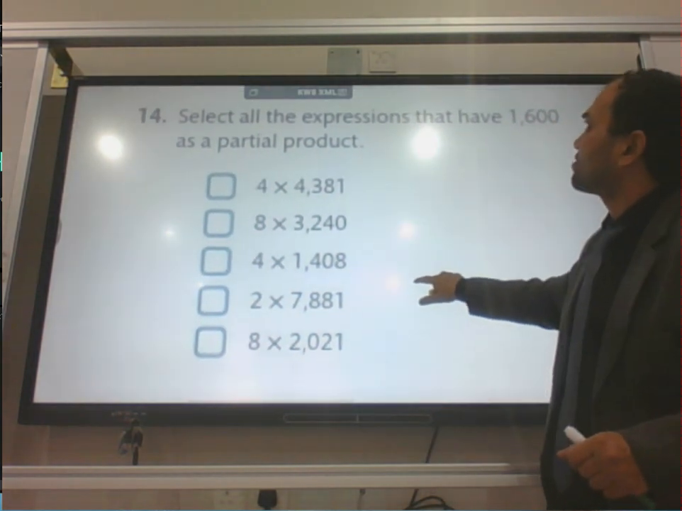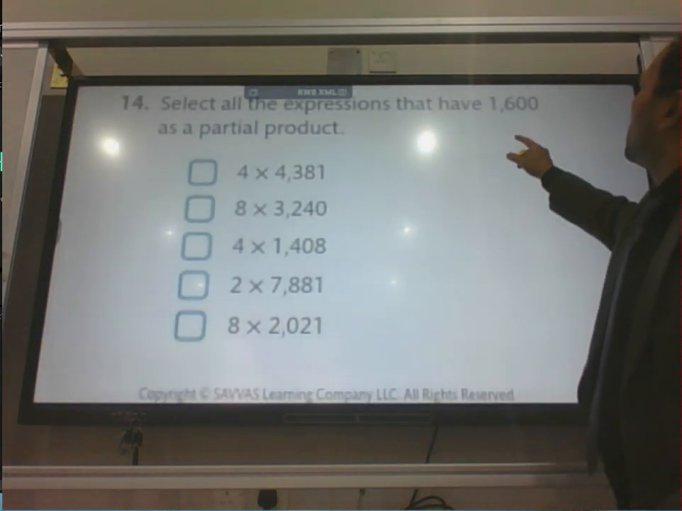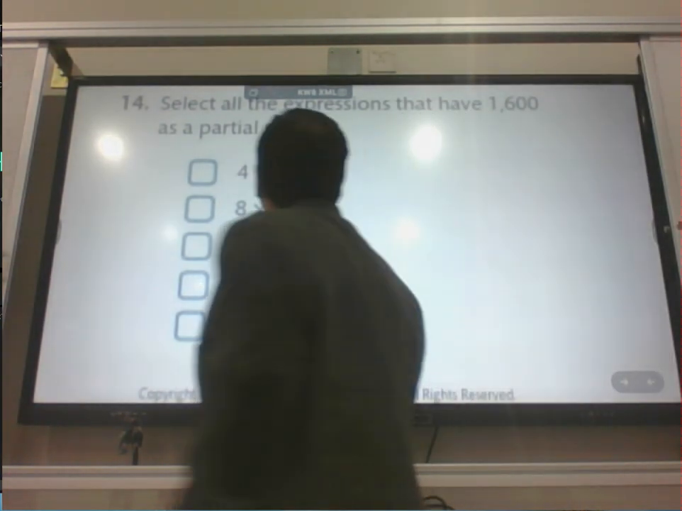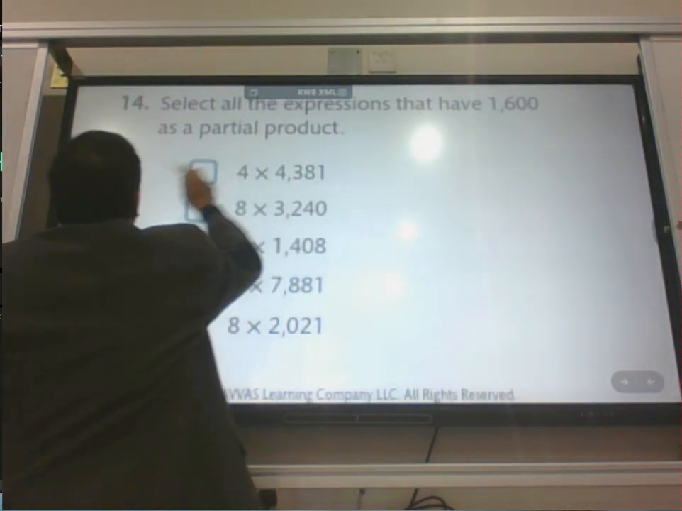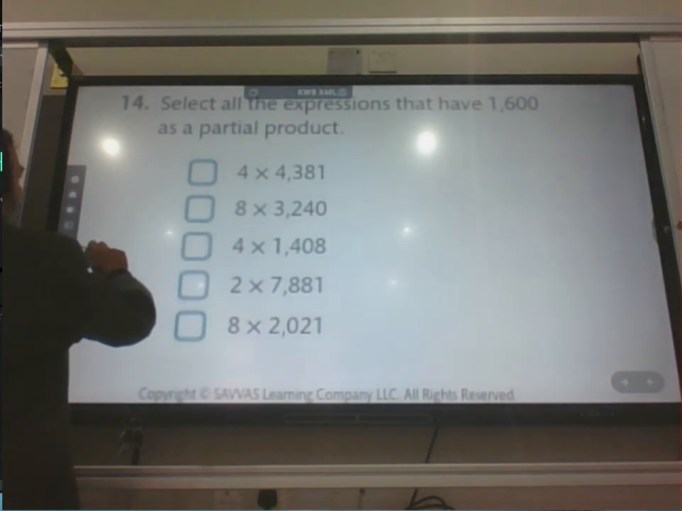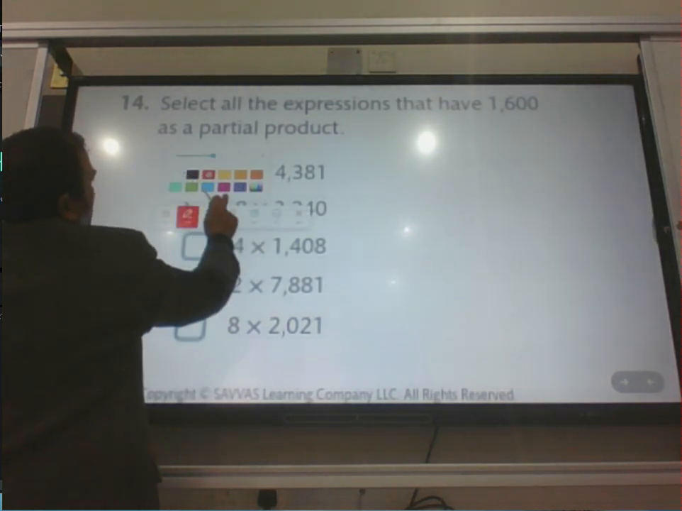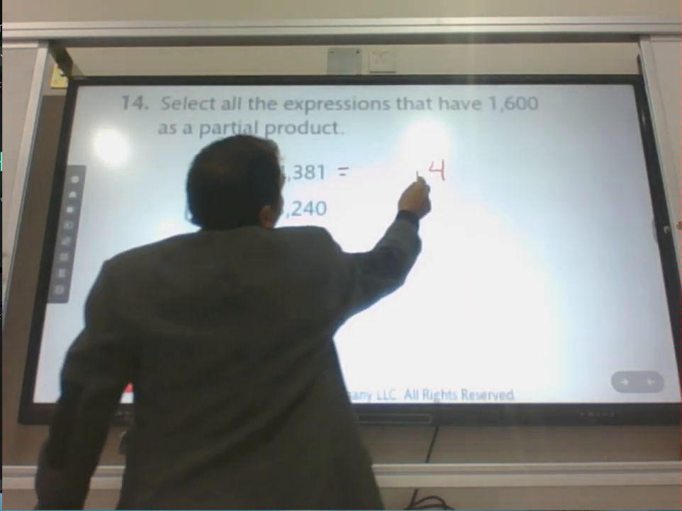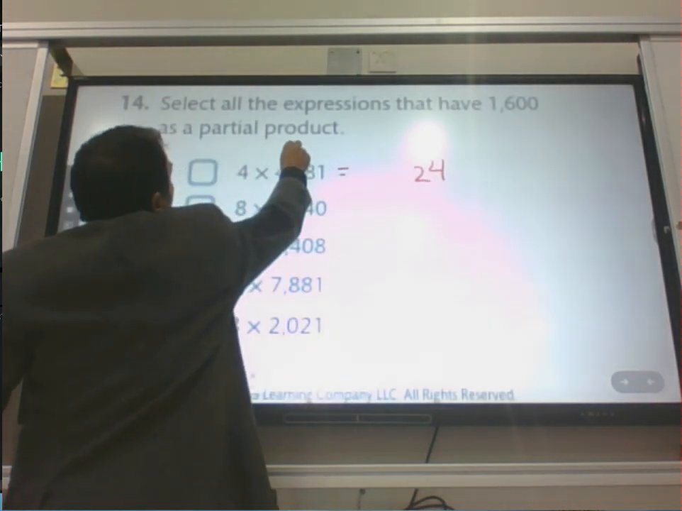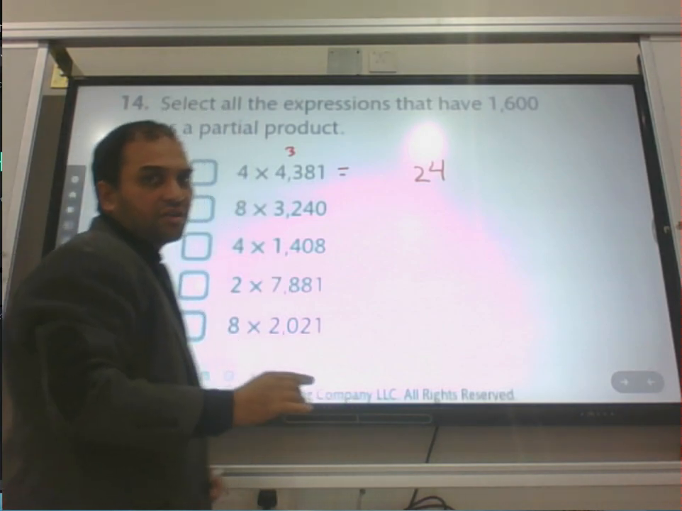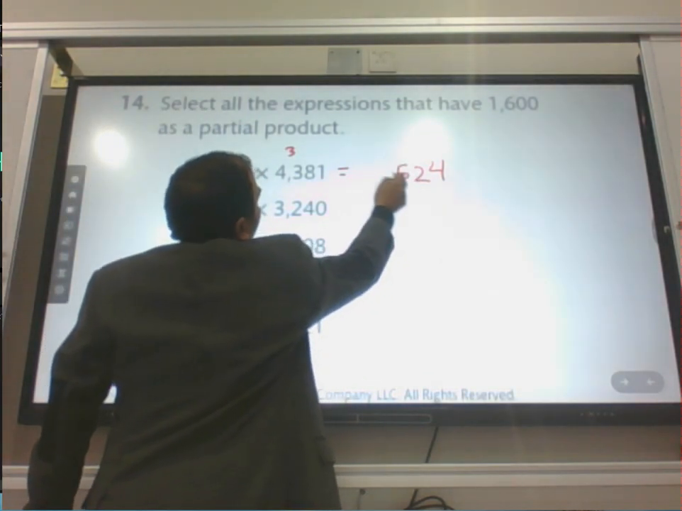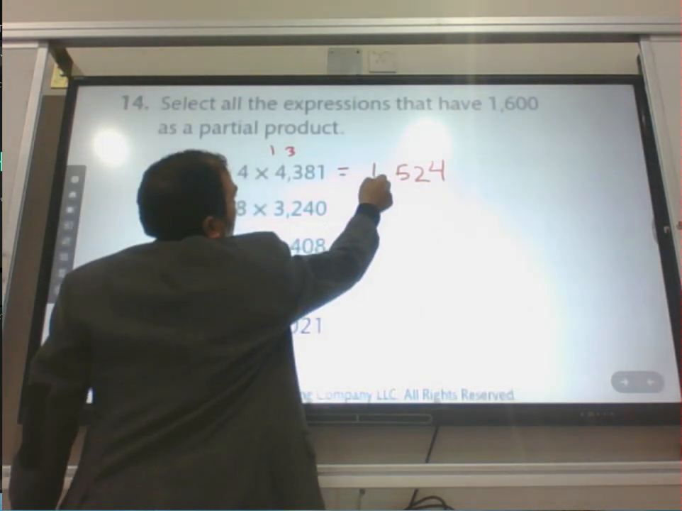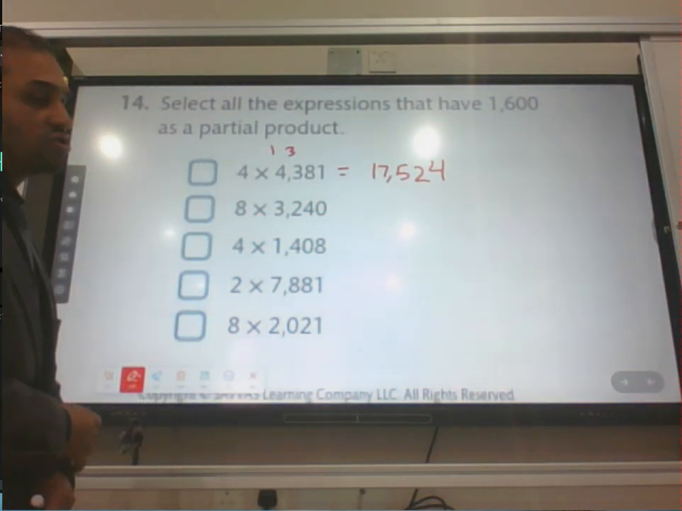And what about the next question here? Select all the expressions that have 1,600 as a partial product. Okay, listen to me. First, we can multiply from the right hand side. Start 4 times 1 equals 4. Okay, write 4 first. And 4 times 8 is 32. Write 2 and carry 3. 3 times 4, 12. 12 plus 3 equals 15. Write 5 and carry 4 times 4, 16. 16 plus 1 equals 17. Then the result will be 17,524.